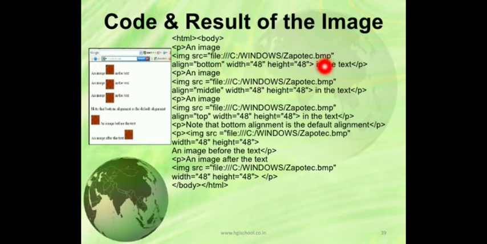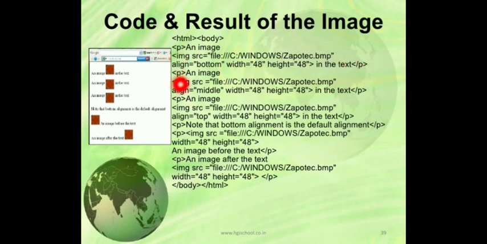You can also use any image that is there in your PC, or otherwise you can use different images according to your requirement. So here then it is align bottom. You can see align bottom, that means text will be aligned at the bottom of the image. Width is 48, height is 48, then in the text is written. So here in the text is written and paragraph closed.